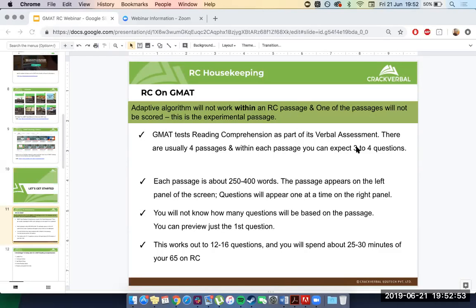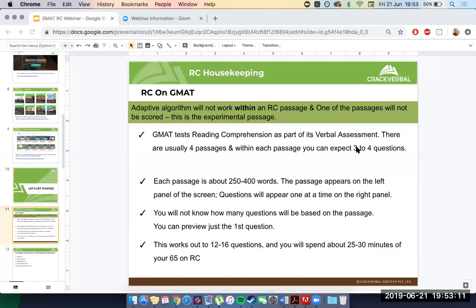So this works out to about 12 to 16 questions. And it means that you'll be spending about 25 to 30 minutes out of the 65 on reading comprehension as a whole. That's quite a significant chunk. That's almost half the time that you'll be spending on the test. It's something that you'd have to keep in mind.